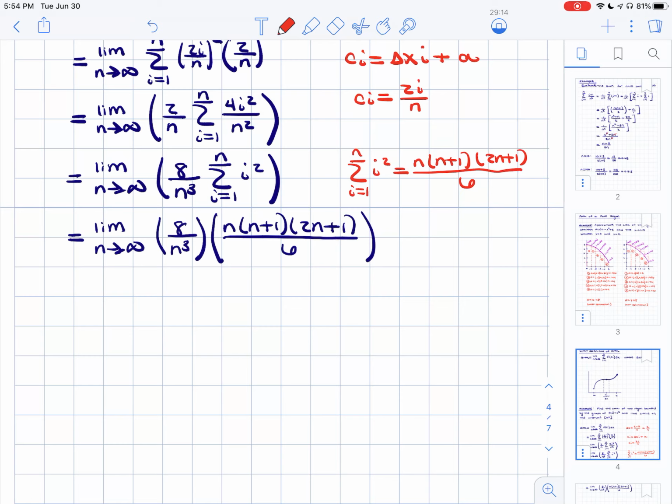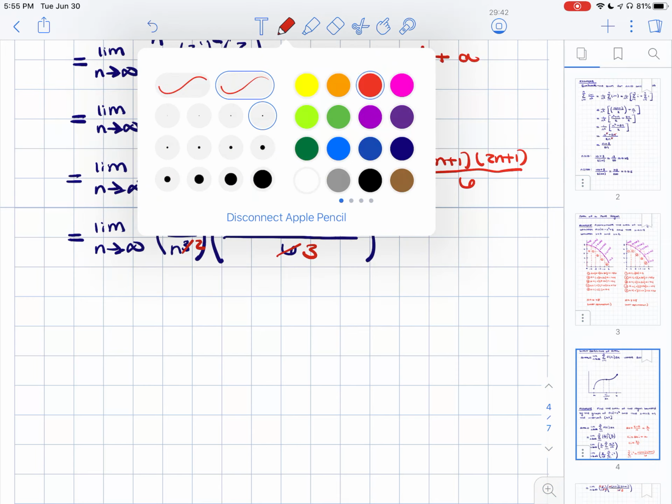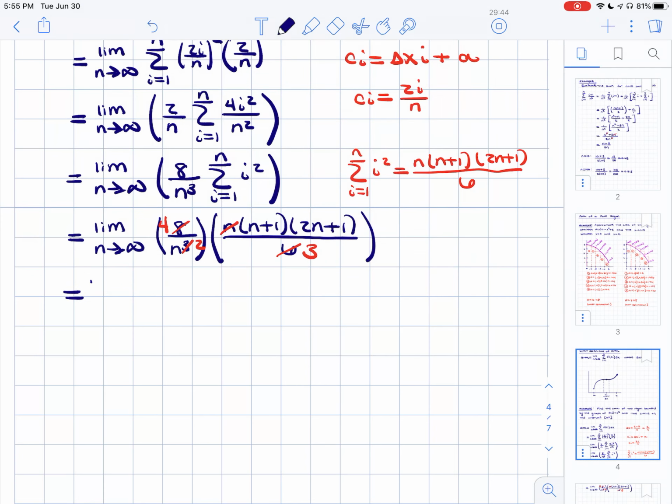So one thing I noticed here is we have an n here, we have an n cubed on the bottom, so I can cancel one of those and make that an n squared. Also, our 8 over 6 can be reduced to a 4 over 3. Okay, so I'm going to go ahead and rewrite this a little bit.